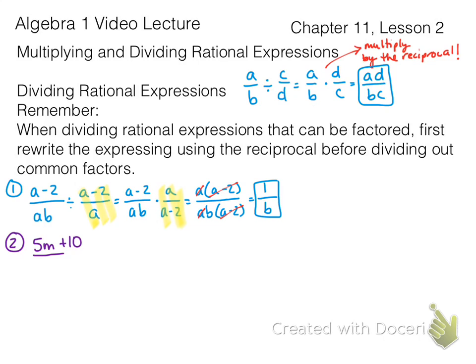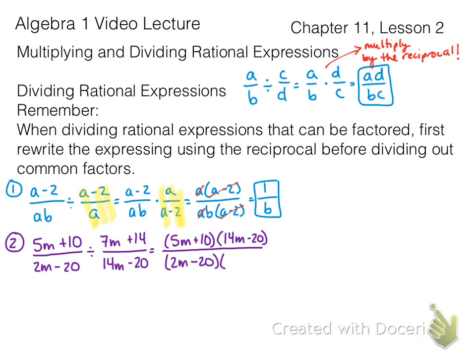All right, next example. 5m plus 10 over 2m minus 20 divided by 7m plus 14 over 14m minus 20. This is getting a little bit more difficult. So let's go ahead and multiply by the reciprocal to see what we have to start with. And again, we're doing the reciprocal of the second fraction. So there's the second fraction, and there's the reciprocal of it. So you guys can check my work. Now, we've got a lot of things we can factor here.